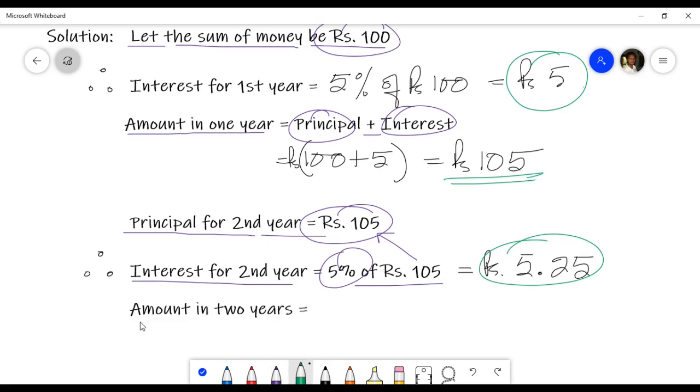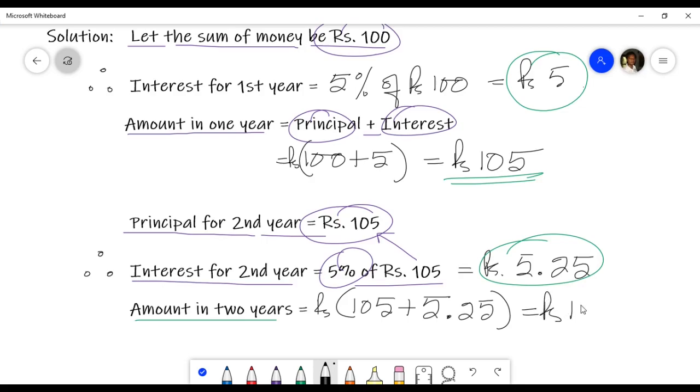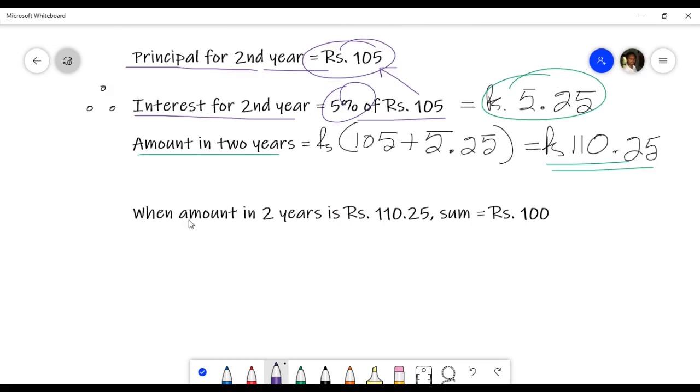We'll have to find the amount now. Amount in 2 years, you know the formula very well, principal plus interest. I'm not writing the formula here, but I'm just adding principal plus interest. Principal here is 105 plus the interest that we found for the second year, 5% of 105 is 5.25. Now when we add the principal and interest, we get the amount in 2 years as rupees 110 and 25 paise. I hope you understood till here. So we have found the amount in 2 years as rupees 110.25.